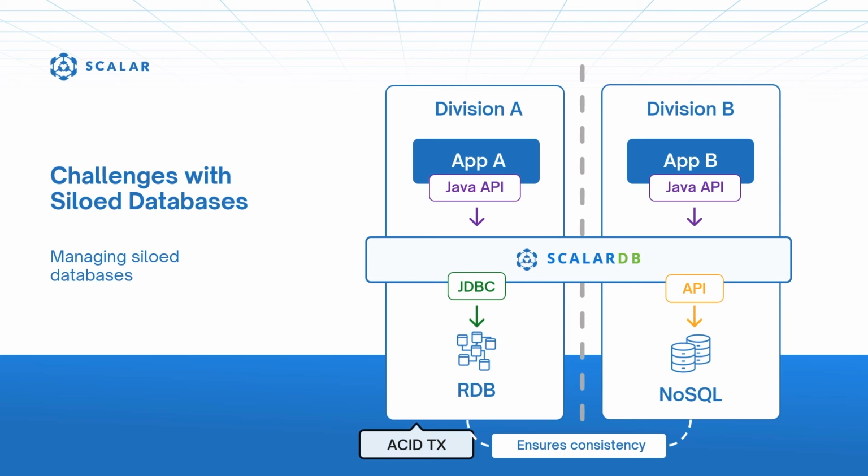ScalarDB also provides ACID functionality for non-ACID compliant databases such as NoSQL. As a result, it makes it possible to perform transactions between multiple types of databases, including NoSQL, and makes it easy to manage data consistency.